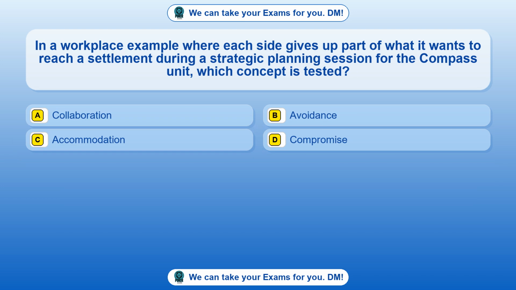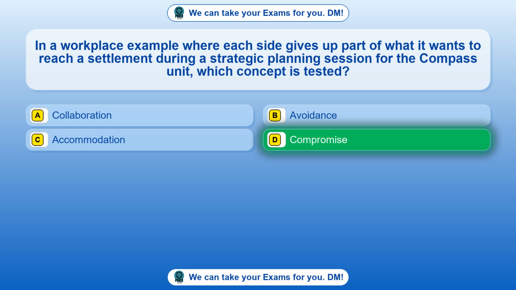Question 46. In a workplace example where each side gives up part of what it wants to reach a settlement during a strategic planning session for the campus unit, which concept is tested? Option A, collaboration. Option B, avoidance. Option C, accommodation. Option D, compromise. The correct answer is option D, compromise.